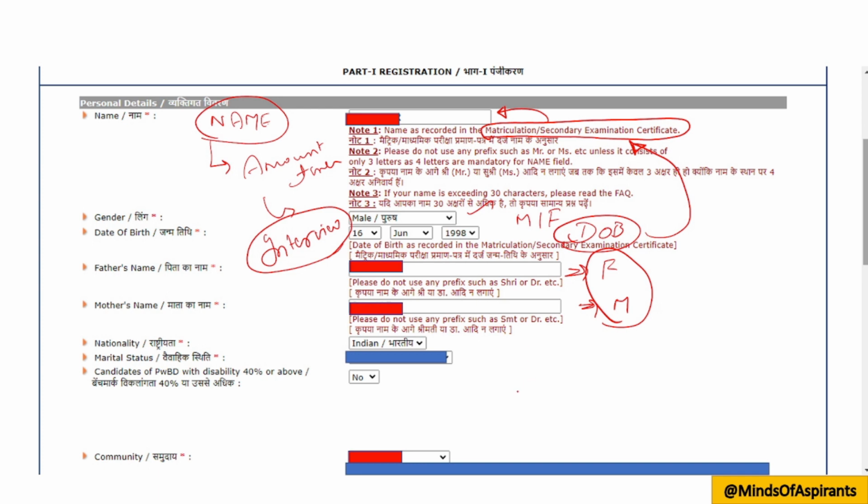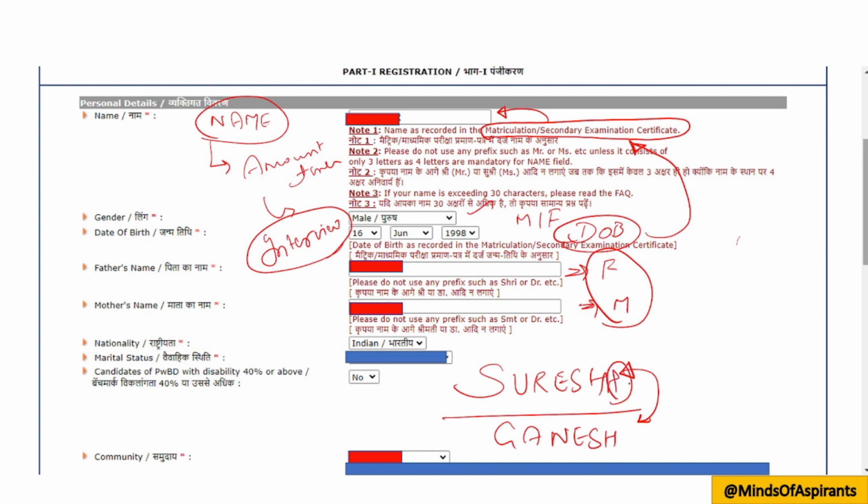For example, spelling differences like Suresh, and in another form you have it as Ganesh, those are not spelling variations, so don't say that. But for example Suresh with a double H, something like that, don't worry about that. It can be sorted out. So it will be done.